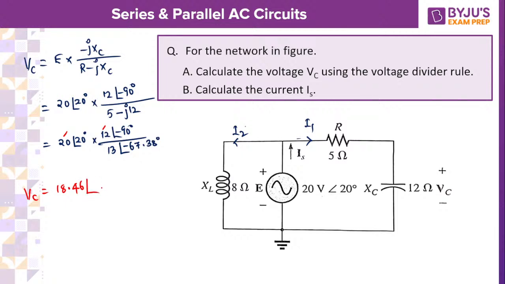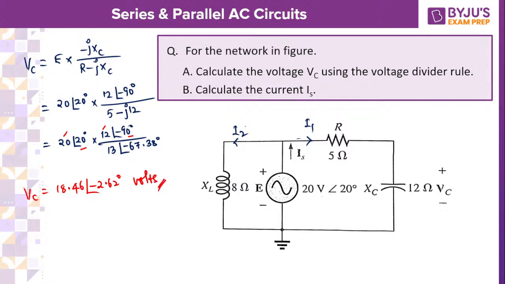18.46. Now look at the phase angle. So here it is 20 and here it is minus 90. So 20 minus 90 comes out as minus 70. Minus 70 plus 67.38, you are going to get it as around minus 2.62. So is this value clear for everyone? Everybody has got it.